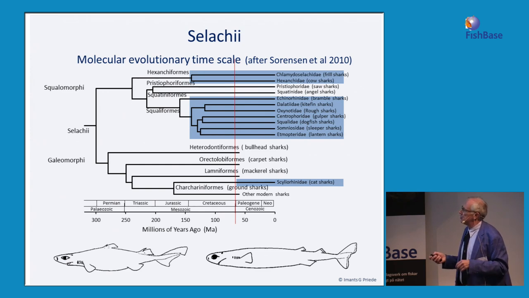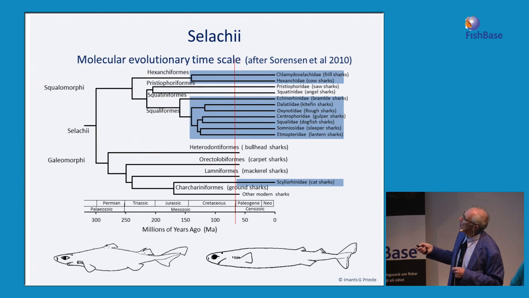If we go to the sharks, the selachii, there was in the Permian a major split between the galeomorphs, which includes mackerel sharks and these surface living sharks, and the squalomorphs, which specialized in moving into the deep sea. So these animals essentially colonized the deep sea during the Jurassic and Cretaceous while there were dinosaurs living on land. And these lineages have persisted. And what we see now are ancient fishes which have survived in the deep.